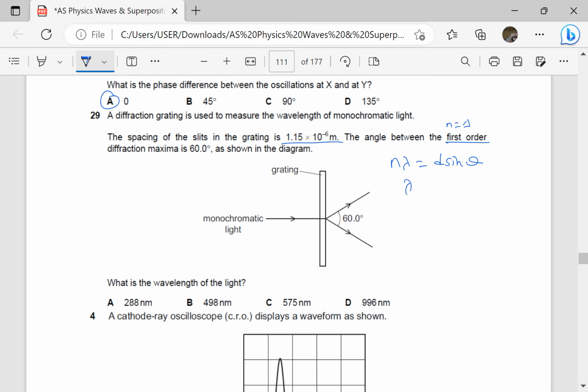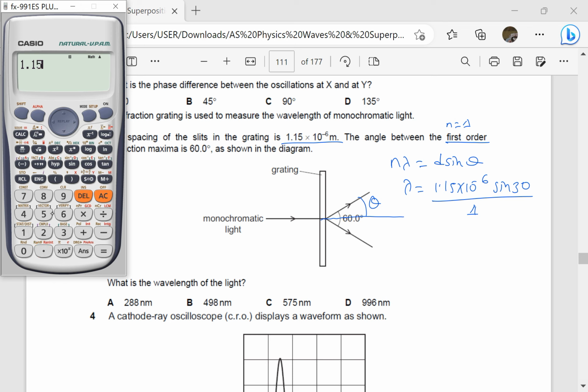So we want to find the wavelength. The wavelength is going to be d, that is the spacing of the slits, 1.15 times 10 power negative 6, times sine theta. Theta, we divide the 60 into 2, because theta is measured from the central bright fringe, the central maximum. So this will be sine of 30, divided by n equals 1 because it was first order. So this is 1.15 times 10 to the negative 6 times sine of 30.